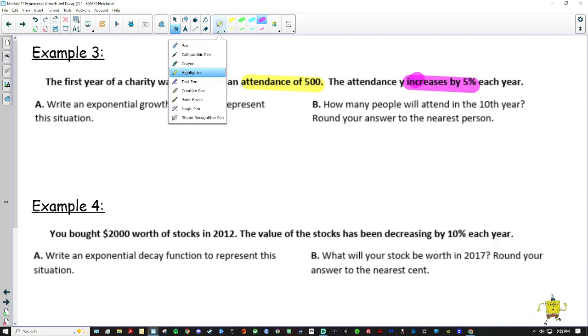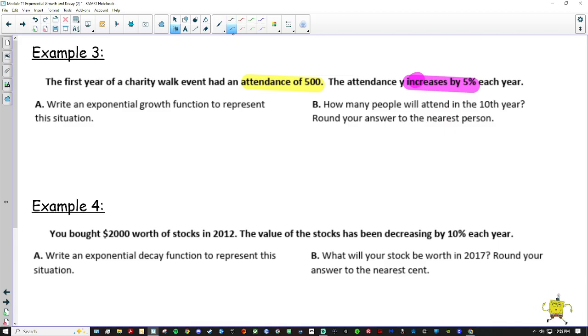Okay, so I need to decide, is this exponential growth or exponential decay? And I can tell by reading if my attendance in this case is going up or it's going down. And in this case, I see increases. So my exponential is going to be growth. So my growth equation is y equals a times 1 plus r to the power of t, the plus for growth. Okay, so now I just got to plug in my stuff.